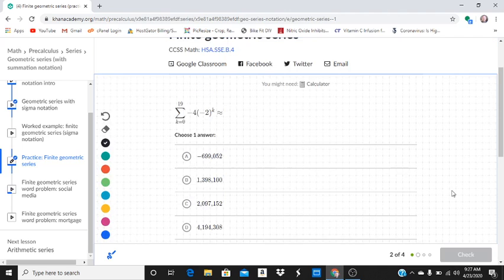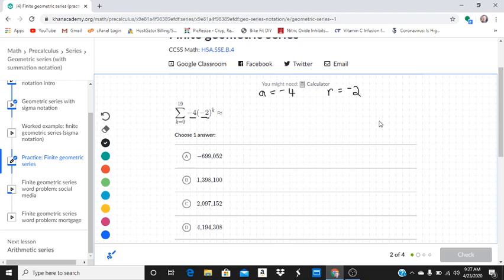All right, in this one, we have some summation notation. So we have the sum from the 0 term to the 19th term of this expression here. We have to decode what this is. So -4 is our first term. The -2 here is our common ratio r. So r equals -2. Actually, my r is not very good, that looks more like a v. Let me fix that.